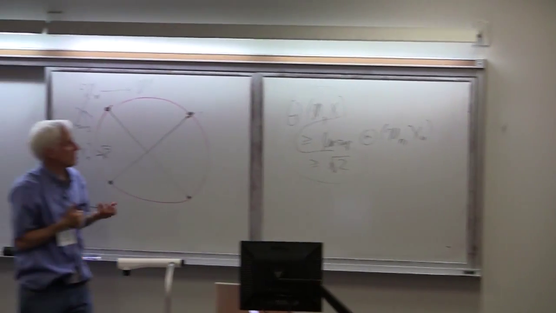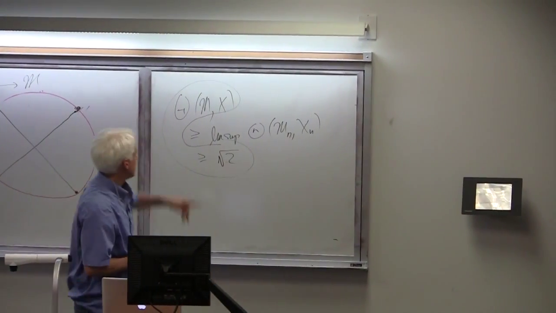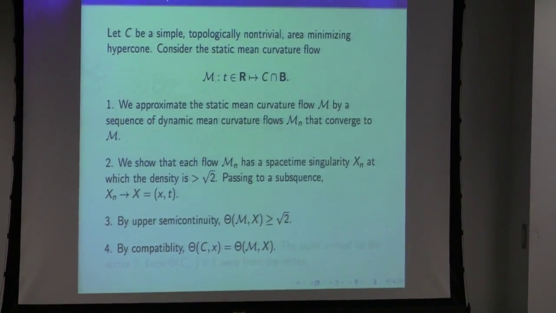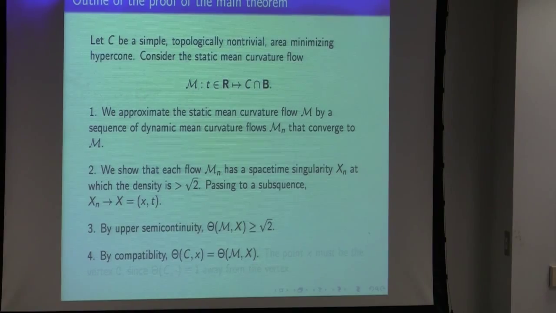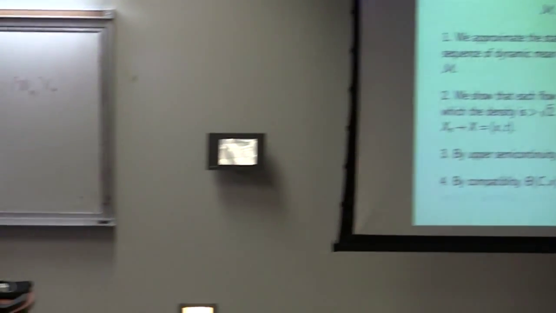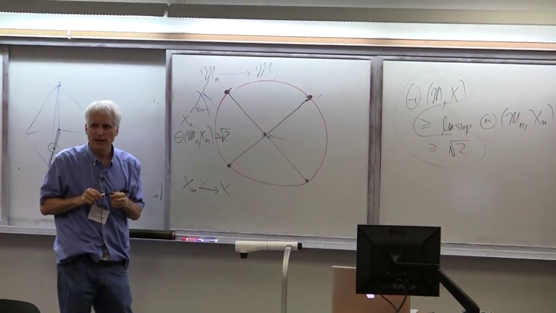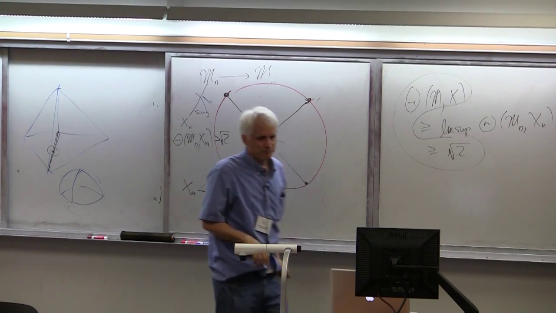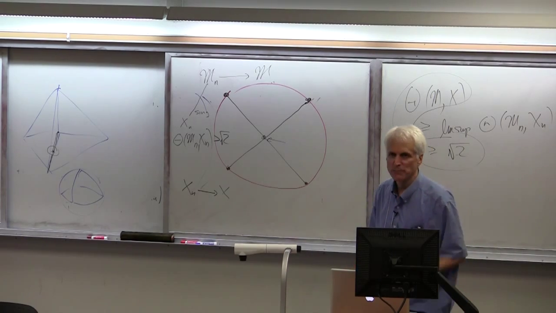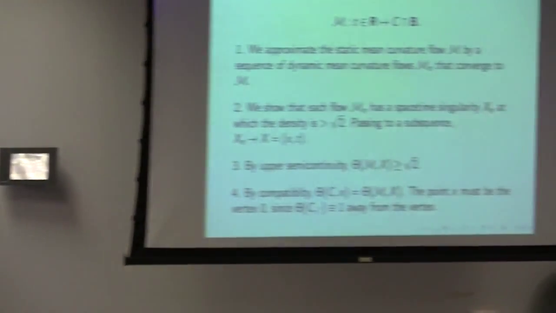Okay, and now, by the compatibility, this density is in fact the same as the density of the cone. So what we proved is there's some point on this cone where the density is greater than or equal to square root of 2. But of course, all these points are regular, so they have density 1. So in fact, it's this point. So we end up showing that the point of the minimal variety has density square root of 2. The point x must be the vertex because the density is 1 away from the vertex.